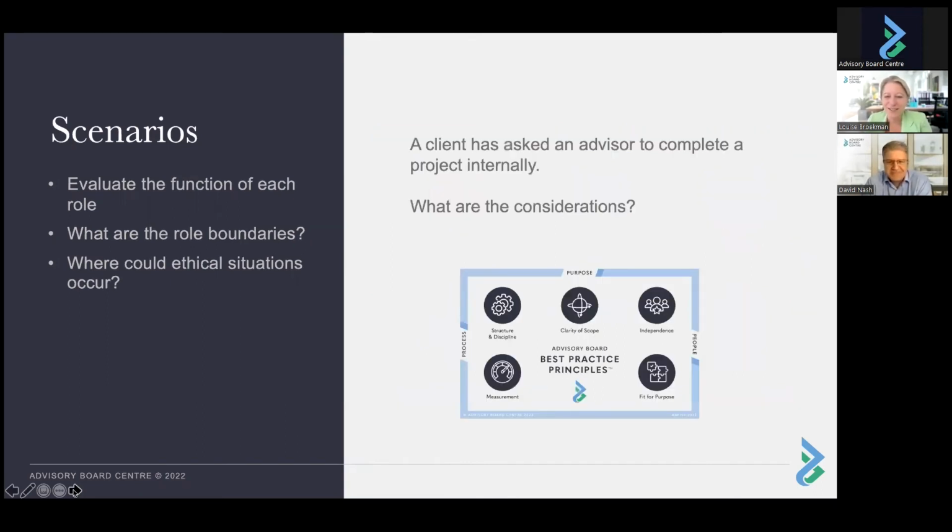So we're going to use a scenario. The client has asked an advisor to complete a project internally. What are the considerations for both the client and the advisor?